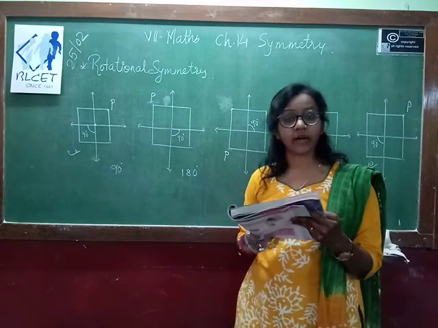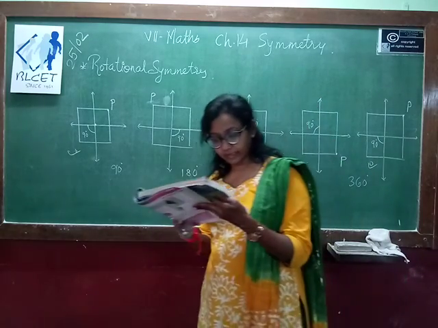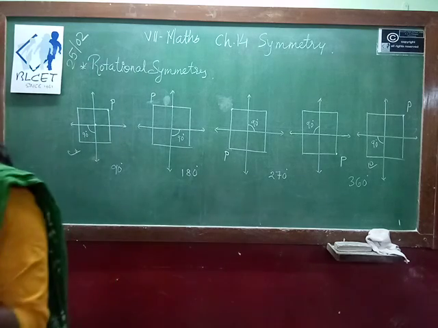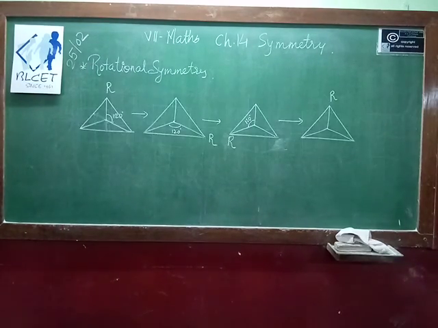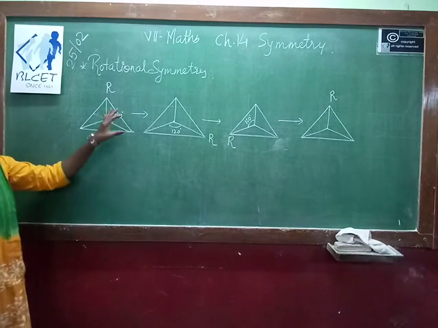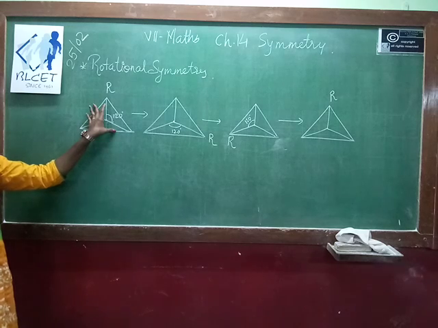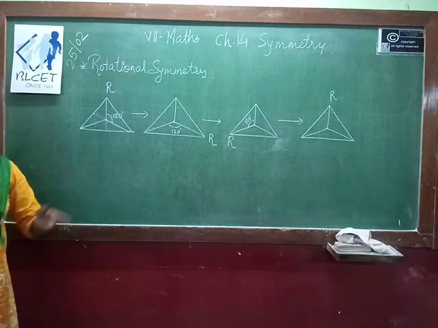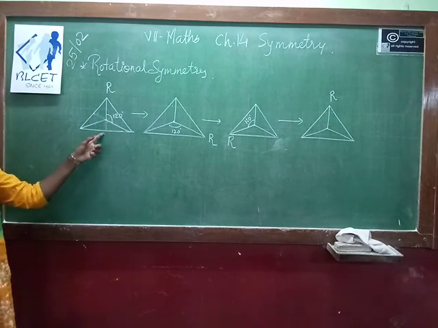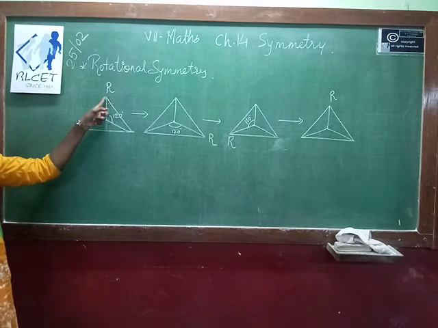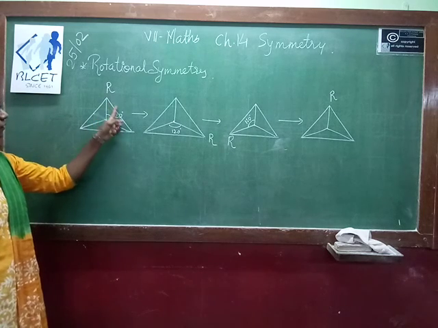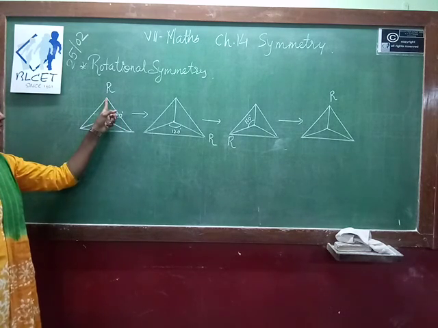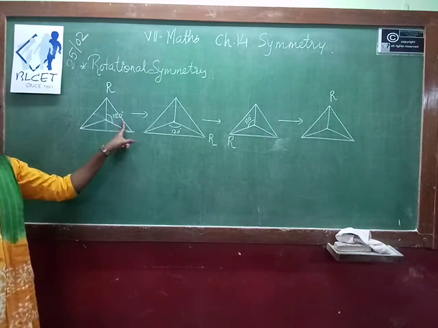Suppose you are considering a triangle. Then what is the rotational symmetry for a triangle? Let's see. Now consider the equilateral triangle. This is the original position of the equilateral triangle. To mark the position of the triangle, we are just keeping the point R over here. With each rotation, the position of R is also changing. Now we rotate this triangle from here to here by 120 degrees.